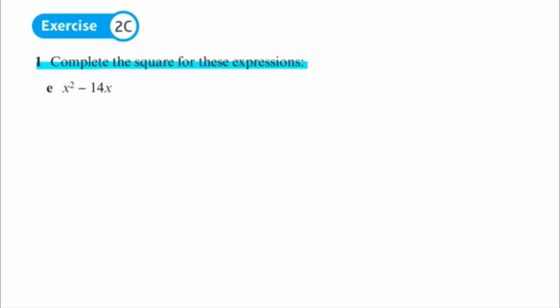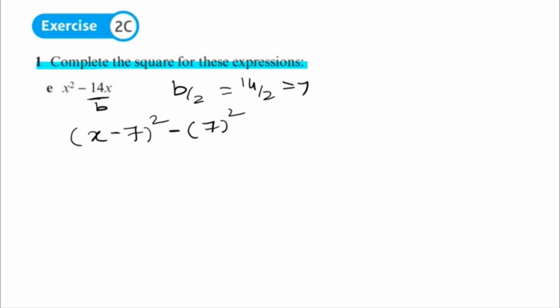Let's do more exercise questions. Exercise 2C. Complete the square for this expression, x squared minus 14x. Now here there is no coefficient, and this is my b. So first is b divided by 2. So that will give me 14 divided by 2, which is 7. Put x minus 7 squared. Why minus? Because there is minus here. And minus 7 squared. The same number you have to square. So x minus 7 squared minus 7 squared, and 7 squared is 49. That's it. That is your answer.